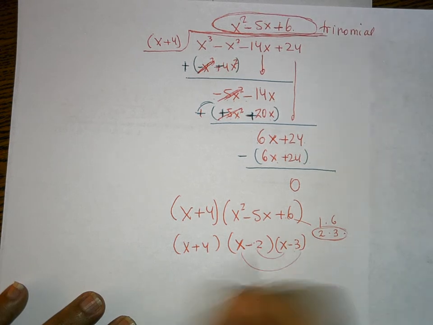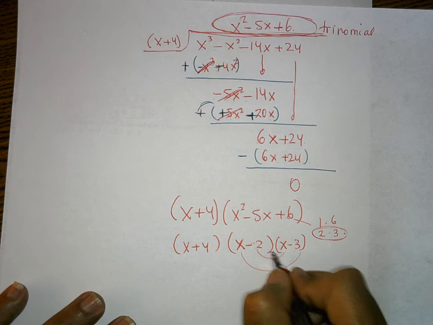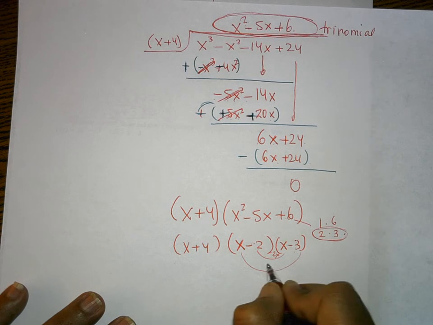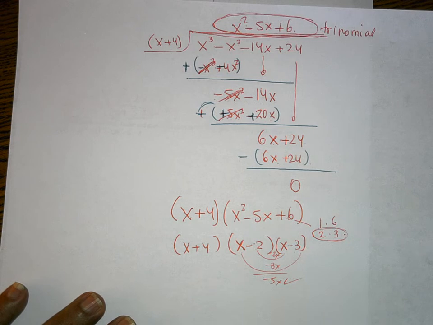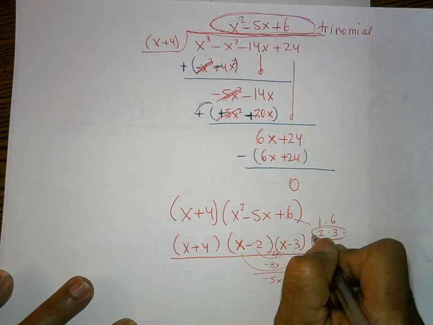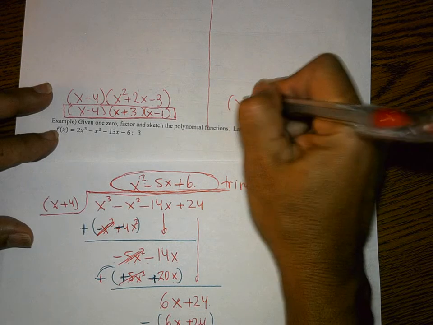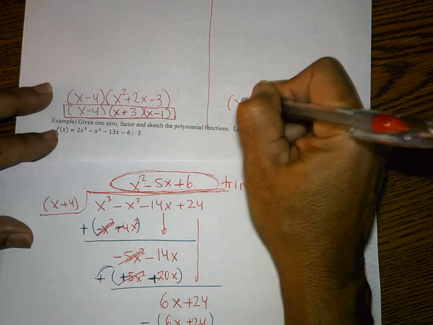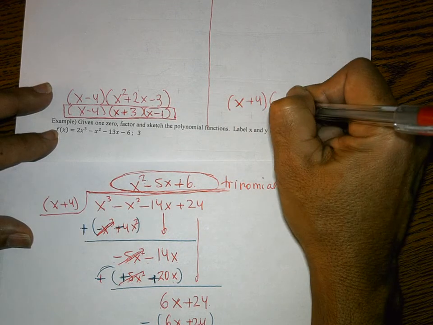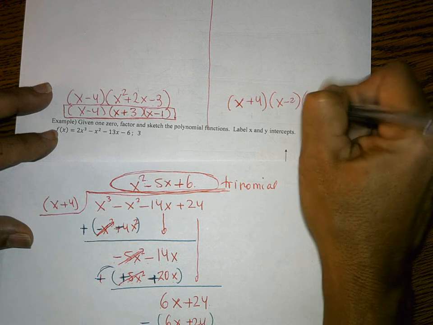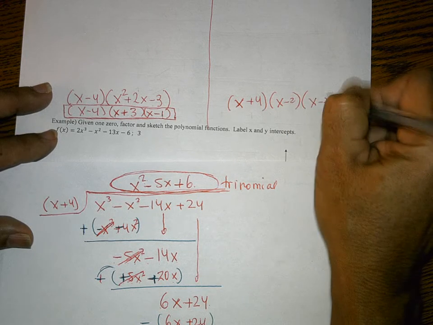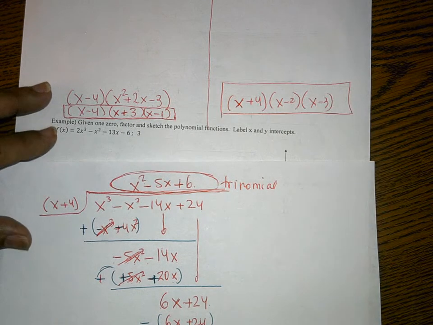Okay? Yes. Negative 2 times x is negative 2x. Negative 3 times x is negative 3x. It adds up to negative 5x. It works. So therefore, here are our factors, and we can write it down here. So x plus 4 was the given one, was given to us. And then we got the quantity x minus 2, and the quantity x minus 3. There we go. We factored completely.